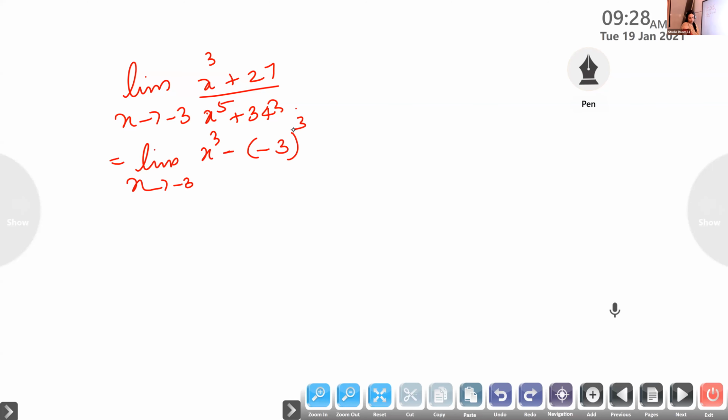Is it correct? What happens when you cube minus 3? You will get minus 27. One more negative sign is there, so negative of negative will combine and you will get positive, by x raised to 5 minus 3 raised to 5. Is it correct? What about 3 raised to 5? It is not 343, it is 243. Is it okay? 81 into 3 is 243.